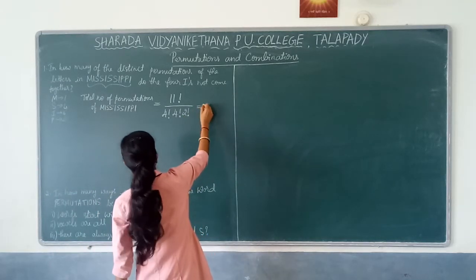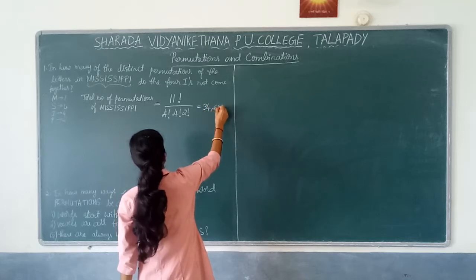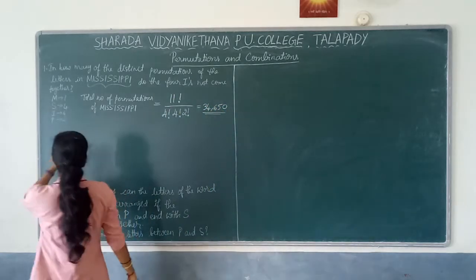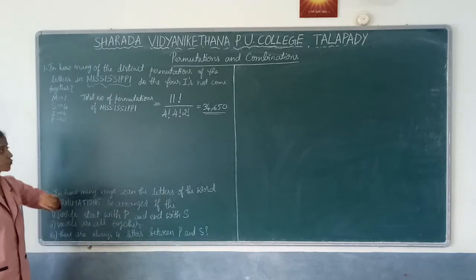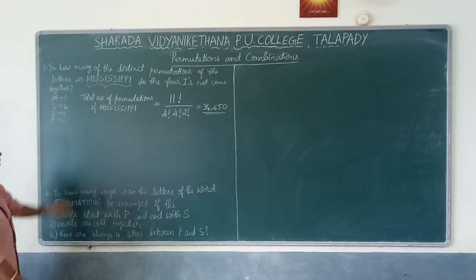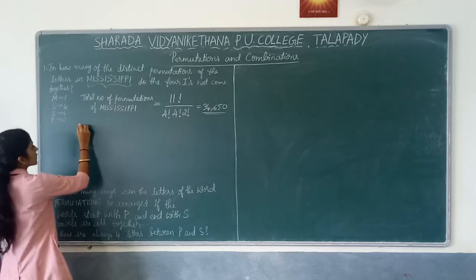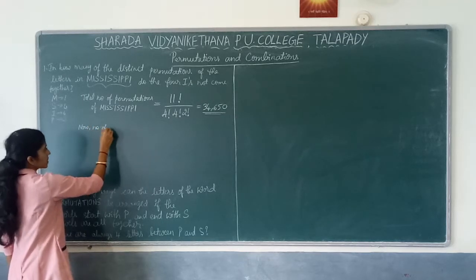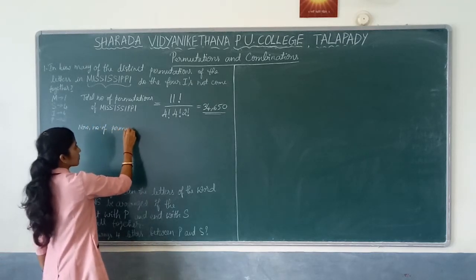You will get this is equal to 34,650. Okay, this answer you get when you simplify this. Now see, this is not the required one, isn't it? We have to find the permutations where 4 I's do not come together. So total we got. Now we find the number of permutations where 4 I's come together.